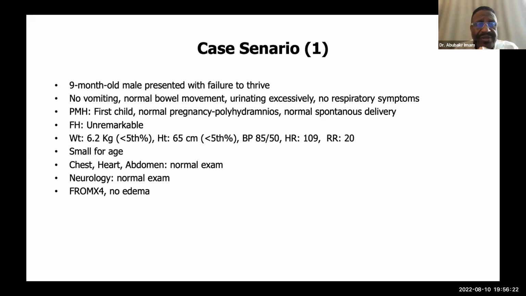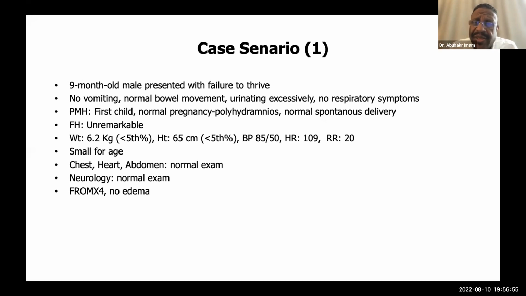This child presented and the mother tells you that he has no vomiting, he has normal bowel movements, and he's urinating excessively. The way she described it, she is changing diapers a lot. You have to remember, this is the first child for this mother, because you ask her and she said it's my first child, so she doesn't know. But she noticed that the diapers are heavy and he has no respiratory symptoms.